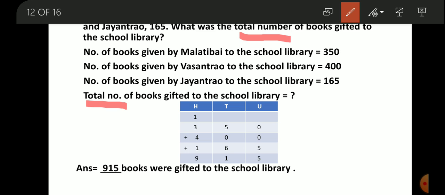Okay, you add: 0 plus 0 plus 5 is 5, 5 plus 6 is 11, and 1 carry over. 1 plus 3, 4, 4 plus 4, 8, 8 plus 1, 9. The answer is 915 books were gifted to the school library.